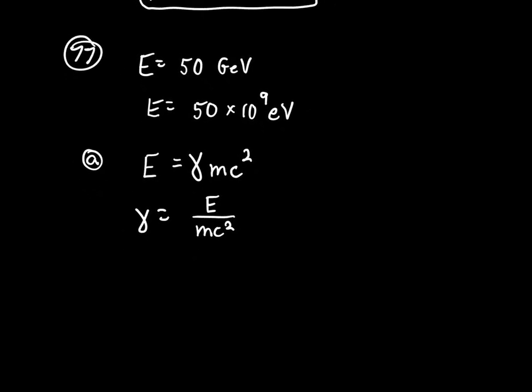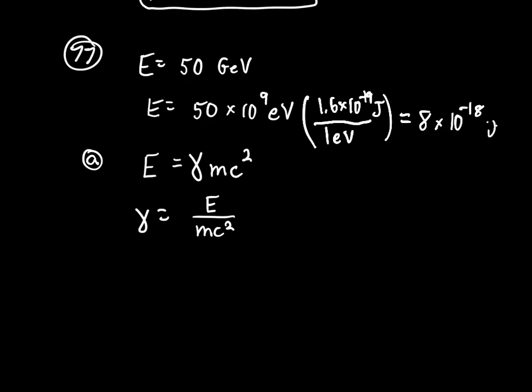What should I probably do with that energy? I got 50 times 10 to the 9 electron volts. Do I want electron volts? No. What should I convert to? Joules. So do that joule conversion. 1 electron volt on the bottom is 1.6 times 10 to the negative 19 joules on the top. Somebody multiply that out for me. What do you got? 8 times 10 to the negative 18 joules.